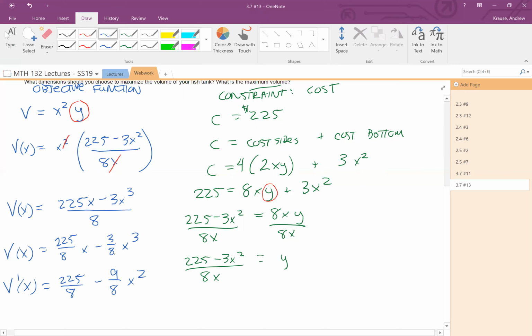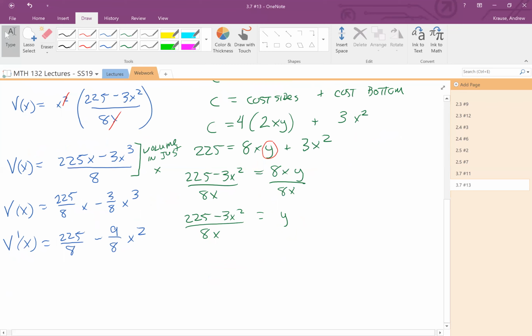So let's just pause really quickly and think about what we've done. This equation right here is our single variable volume equation, and that's just in terms of x. And then we took the derivative because that's how we're going to find our critical point. Now to find our critical point, we want to set that derivative equal to 0, and we want to solve for x here.